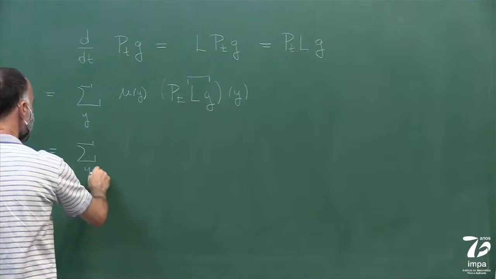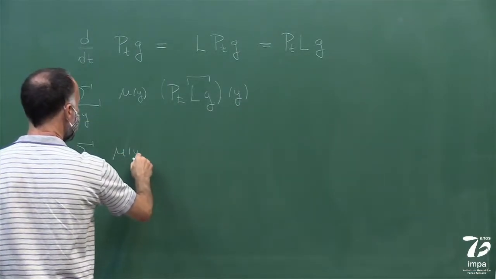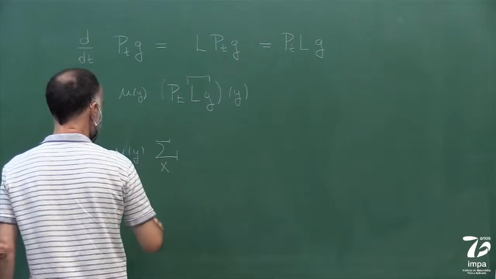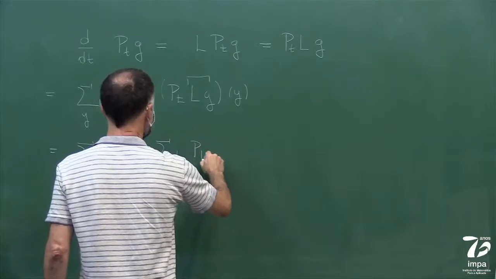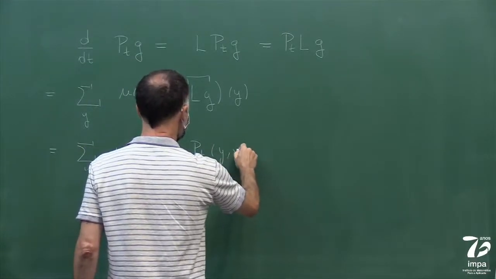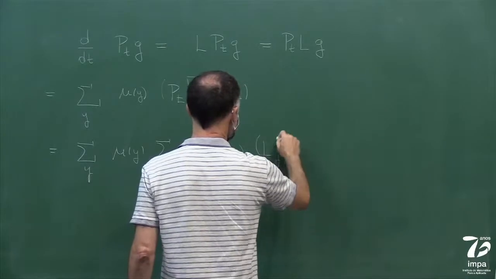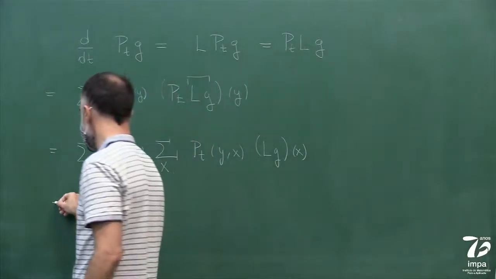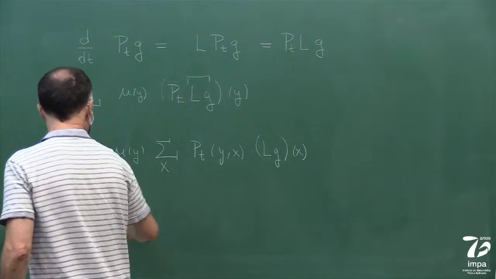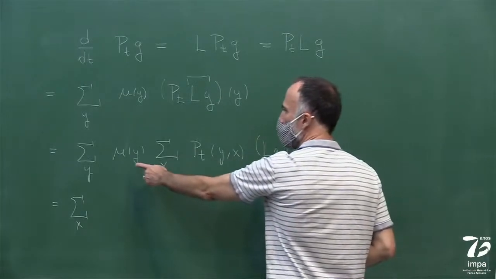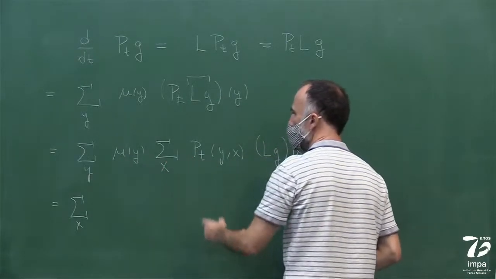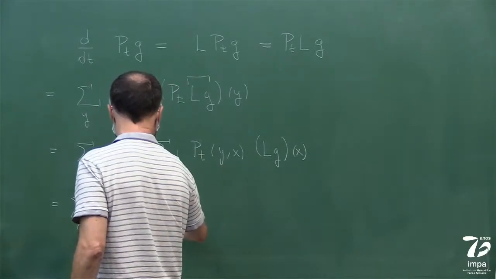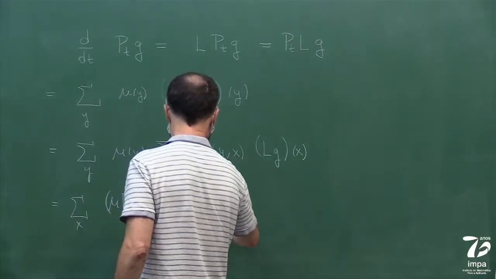So let me do it here. We have mu y. And what is PtLG? It's a sum over x of Pt(y,x) LG of x. And now let's change again the order of summation, and let's sum over y. When I sum over y, what I get is mu Pt(y,x) LG of x.